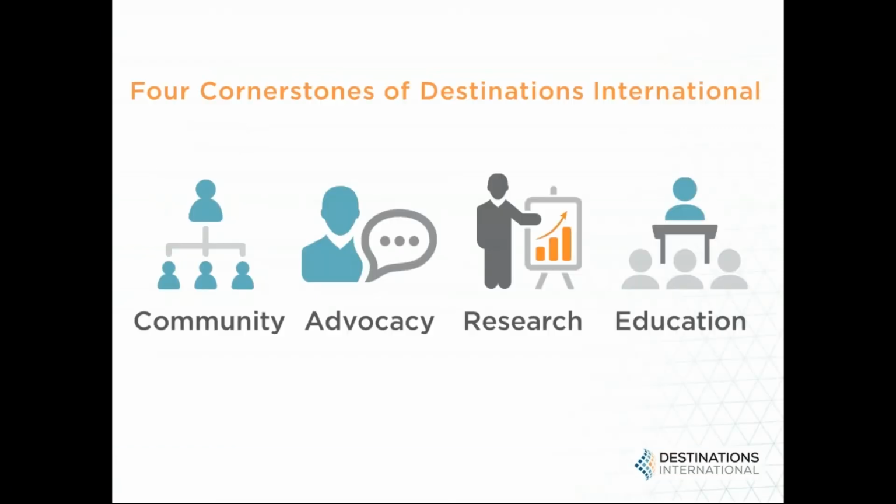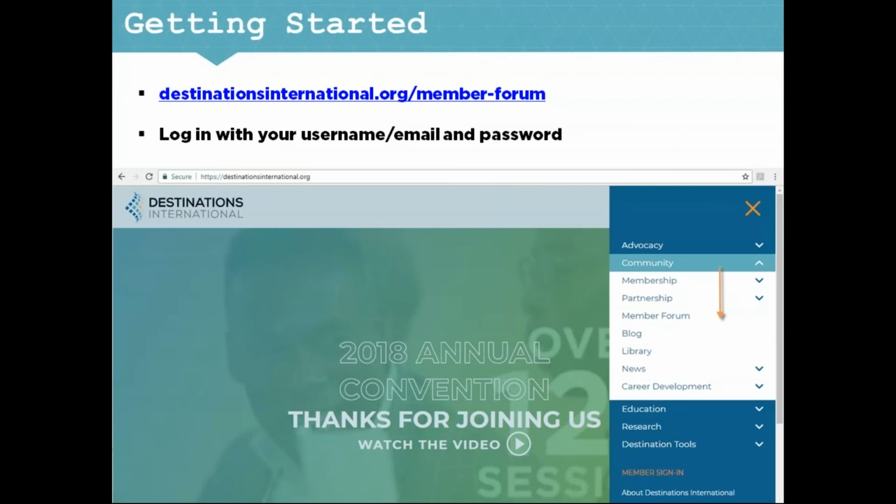Great, David. This certainly supports our program of work and also our website organization, the four cornerstones of Destinations International: community, advocacy, research, and education. And many people believe that community is what is vitally important, bringing us together, having the opportunity to share and to compare. So, David, I think probably one of the most important things is how to get started. Many people might not even be aware that there is a member forum, and then they get lost in, how do I log in? Yeah, absolutely.